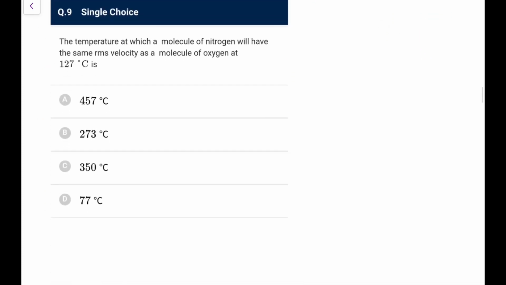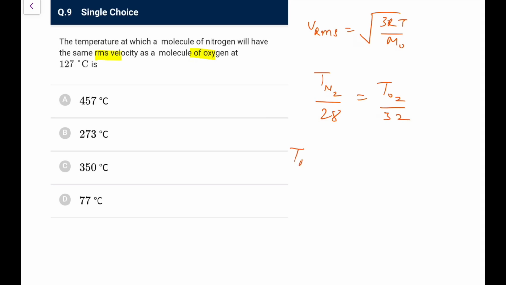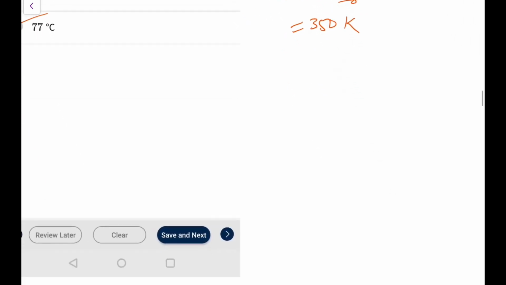Next, the temperature at which a molecule of nitrogen will have the same RMS velocity as a molecule of oxygen. So RMS velocity, you know V rms, you have this formula root of 3RT by M naught. So the RMS velocity being the same means T of N2 upon 28 must be equal to T of O2 upon 32. So T of N2 would be equal to, O2 127 is 400, into 7 by 8, this is 50 into 7, that is 350 Kelvin. So be careful, 350 Kelvin means 77 degrees Celsius. Don't take C in excitement.